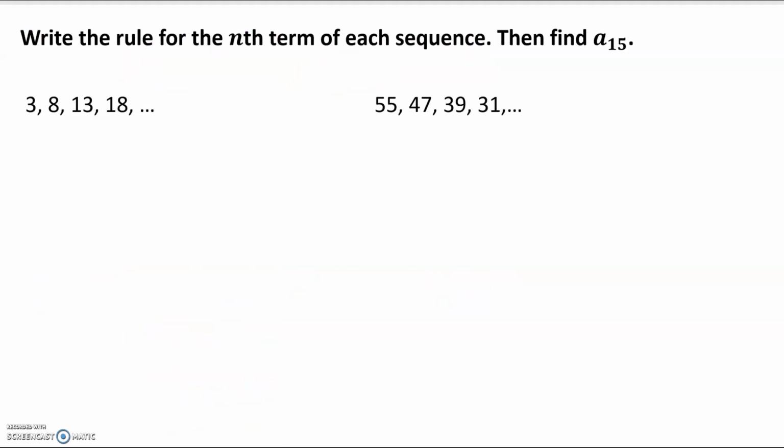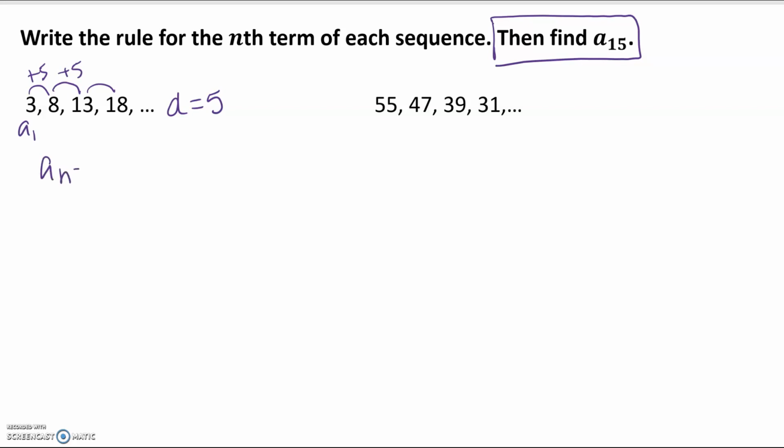Let's go ahead and write the rule for the nth term of these sequences, and then once we have written the rule, we're going to find the 15th term. So a sub 15, that's the 15th term. The first thing I'm going to do is look at these and figure out what my common difference is. What is happening each time? On this first one, I'm adding 5 each time, so my common difference is 5. Remember, this is my first term, that's my A1. So when I'm plugging it into that formula, I am plugging in my A1 and my D.